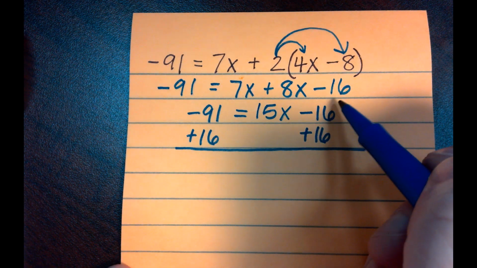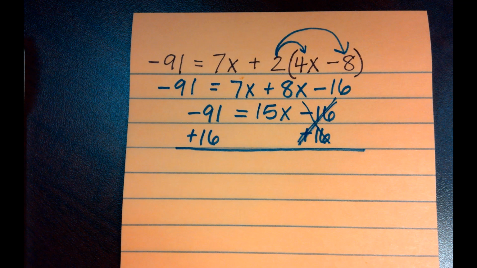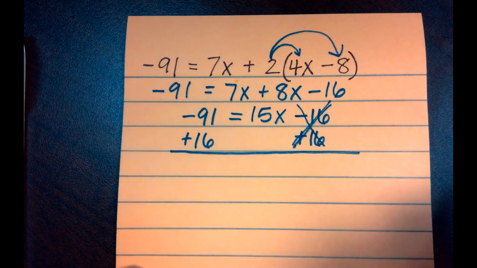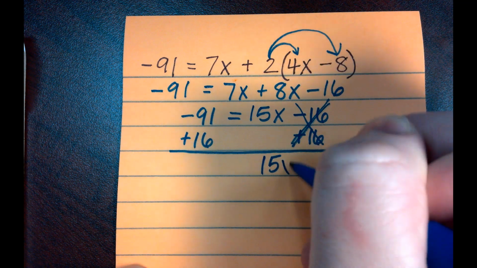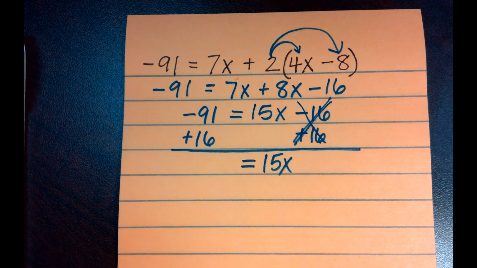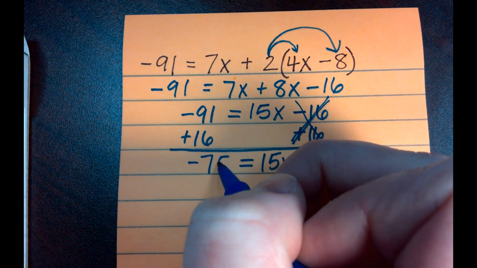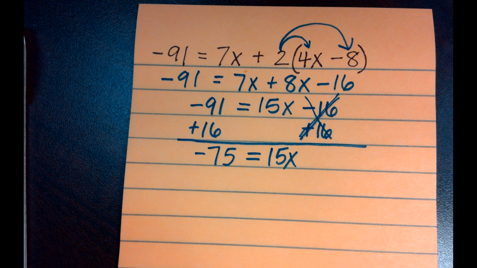The 16s would cancel out. Now let's bring everything down. I have 15x equals negative 91 plus 16. Negative 75. 91 plus 16, negative 75. Perfect. Now, before we move on, being able to type that in your calculator is important.